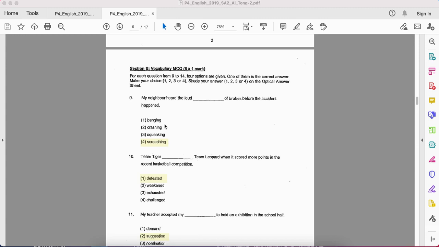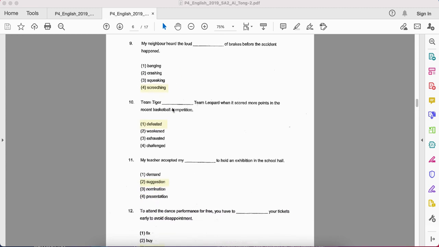All right. Now, in cases of accidents and things like this, it's always going to be the word screeching. Yeah, so you can say screeching of brakes, screeching of tires. It's always going to be the word screeching that's going to be used to describe the scene appropriately. Okay, so my neighbor heard the loud screeching of brakes before the accident happened. All right, can't be anything else. Can't be banging, can't be crashing, can't be squeaking, obviously. So screeching is the right answer, and that's the answer for number 9.